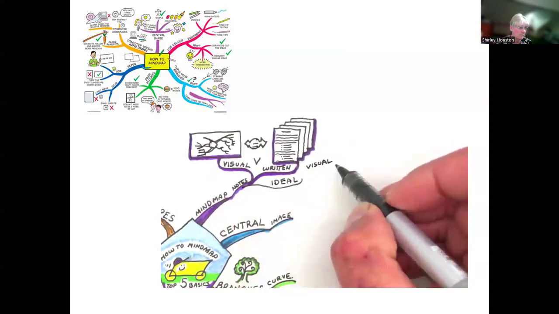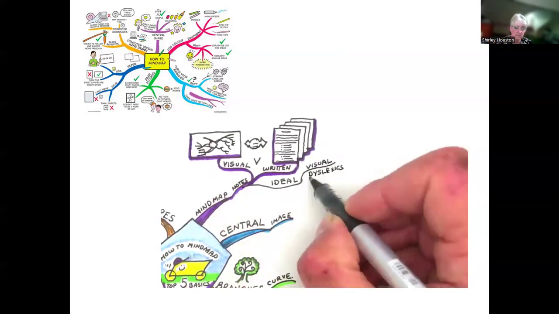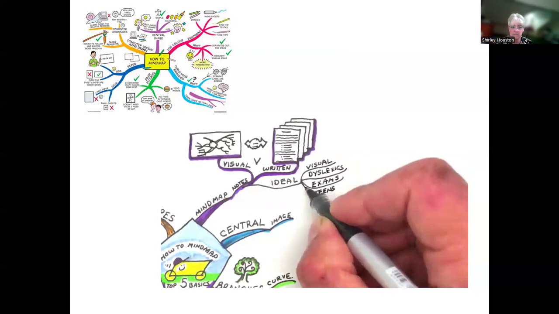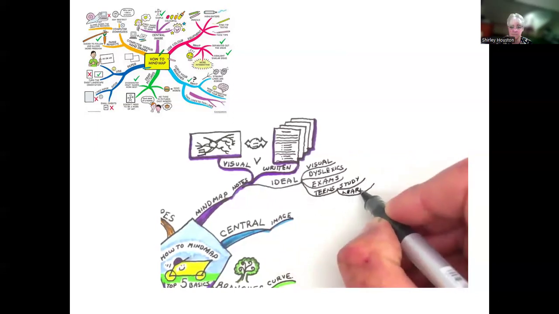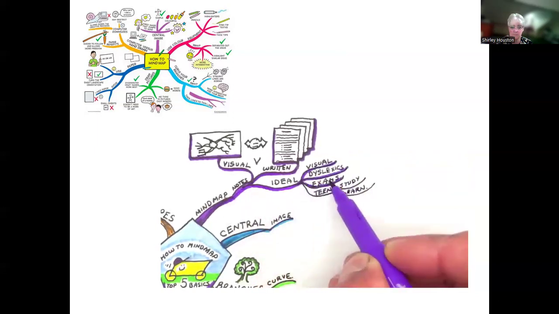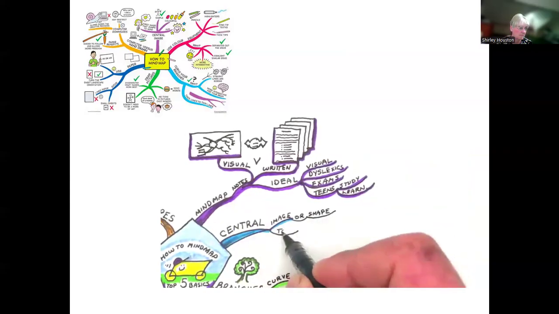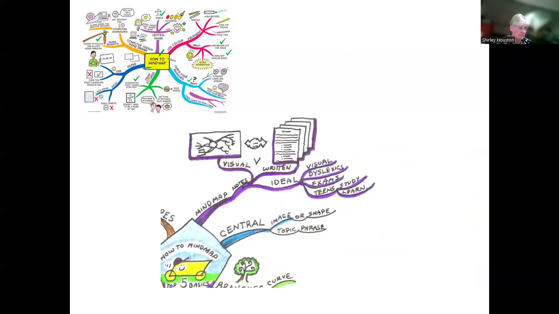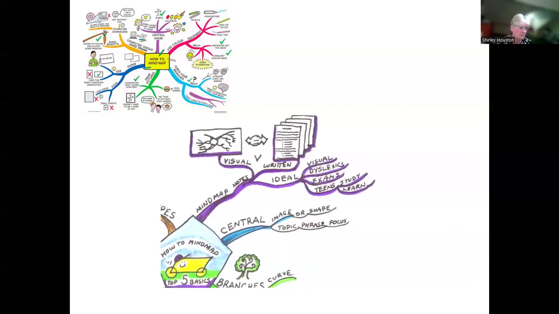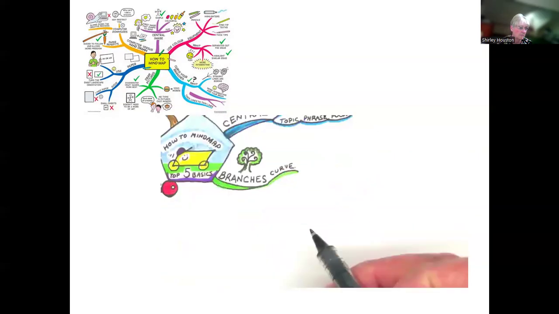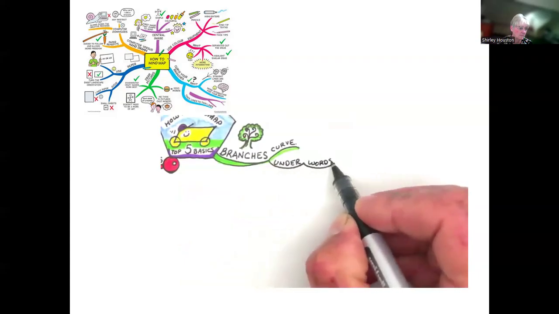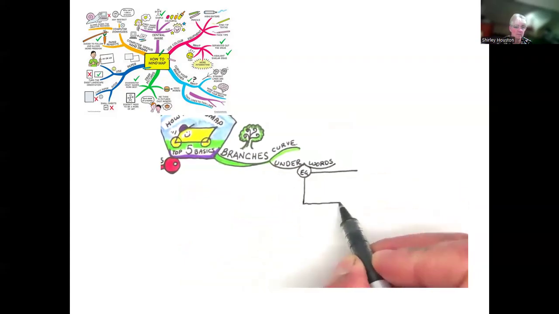It's ideal for visual thinkers, dyslexics, people doing exams, and teenagers studying and learning how to learn. The central image can also be a shape and is the main topic or phrase to focus in on. The curving branches go under the words, like this.